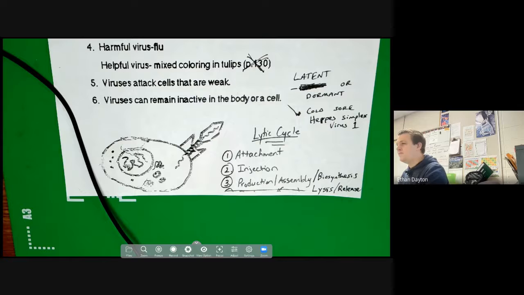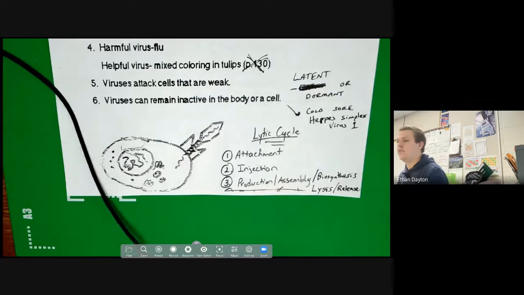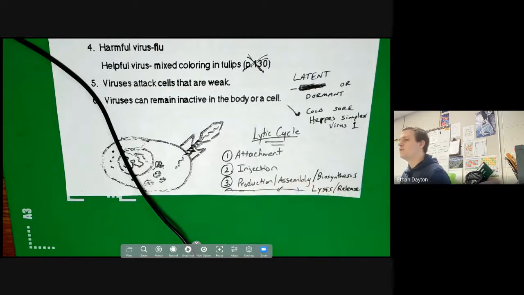Okay, so those are the 4 steps of the lytic cycle: attachment, injection, production, and assembly. Steps 3 and 4 could be split into 2 different steps, or 3 could be split into 2 different steps. Step 4 is lysis and release. Okay, so good with that?